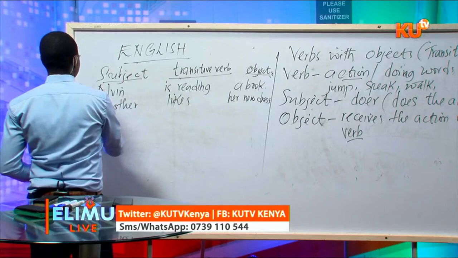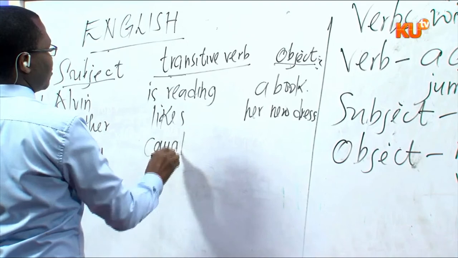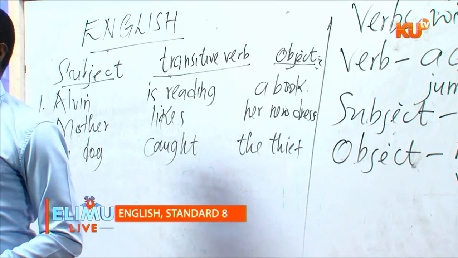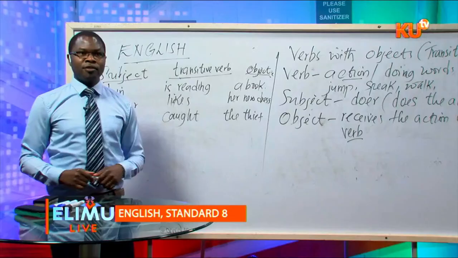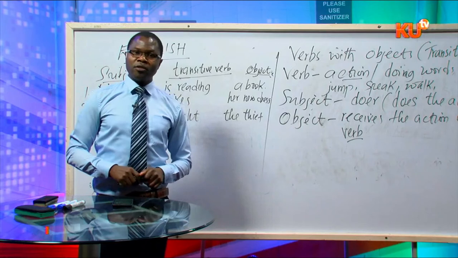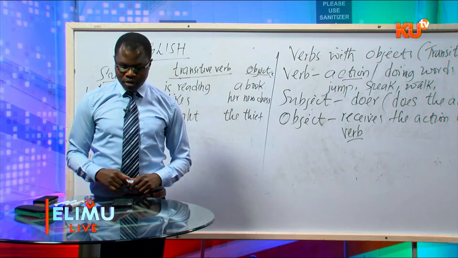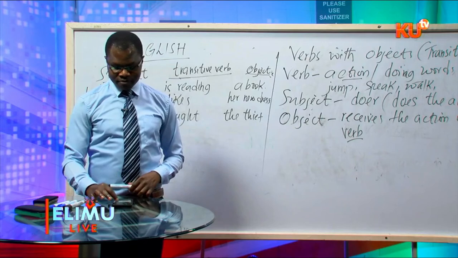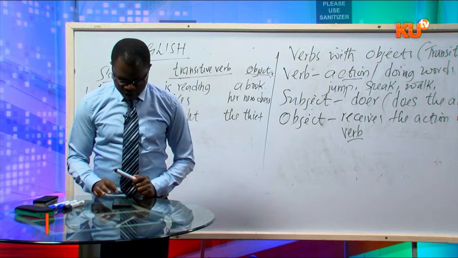The dog caught the thief. In this example, the dog is the subject and the dog is doing the catching. That act is a transitive verb. And finally, what is being caught, the object there, is the thief. So those are examples of verbs with objects. In other words, they are also called transitive verbs.